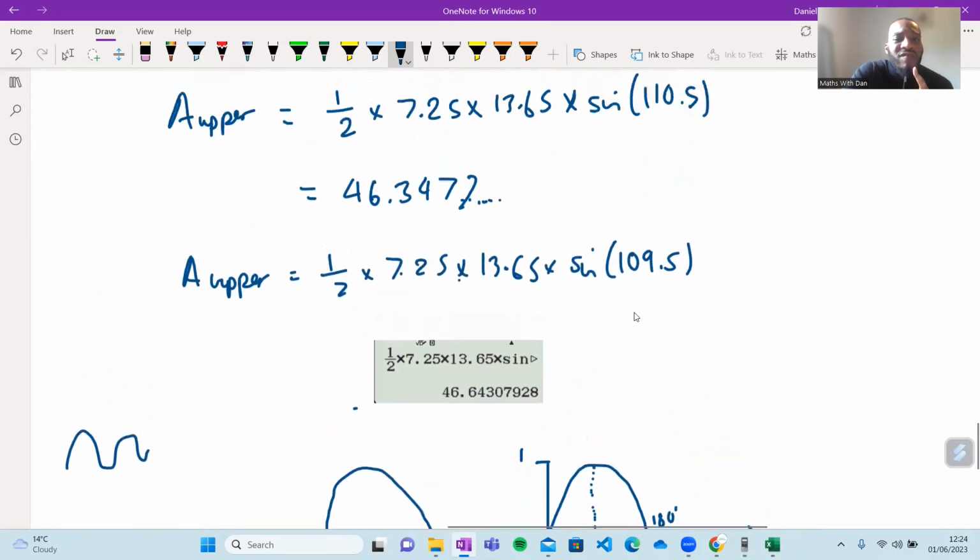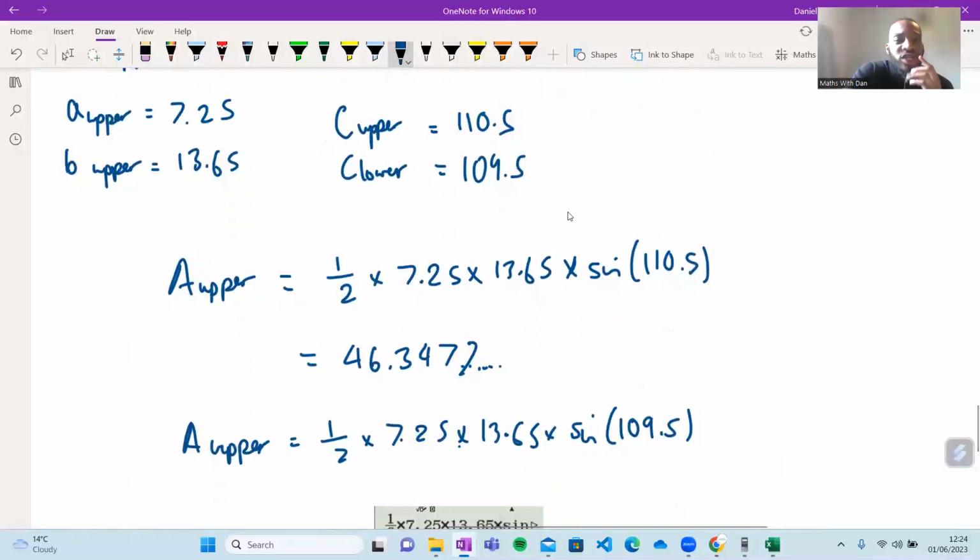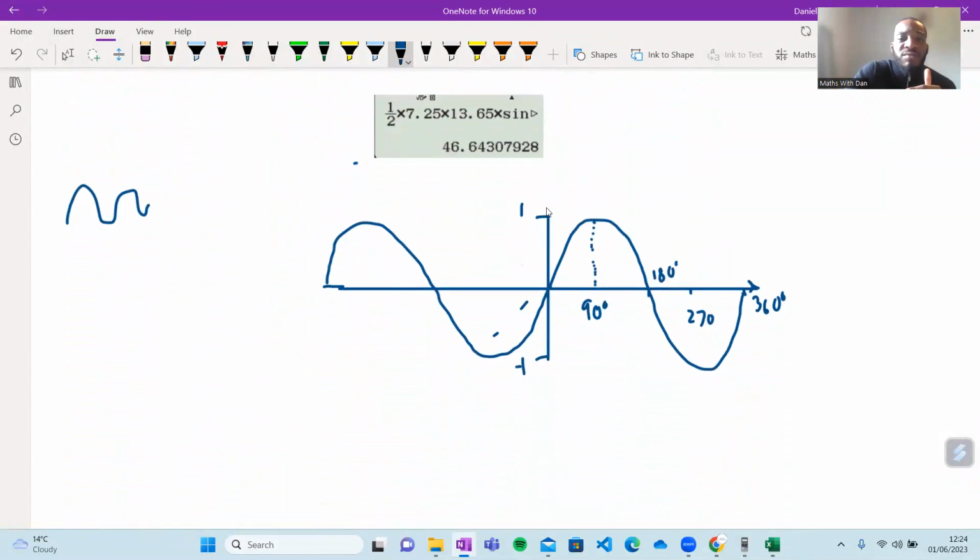But remember, let's look at what we have. Our angle was between 110.5 and 109.5, which is in between 90 and 270. But what is happening to the graph? The graph is going down. It's decreasing. So can we see that the larger the angle gets between 90 and 270, the smaller the value will become. We had a value of 109.5, which is somewhere around here. We can see from the graph that 110.5 is a little lower. That's why. Does that make sense?